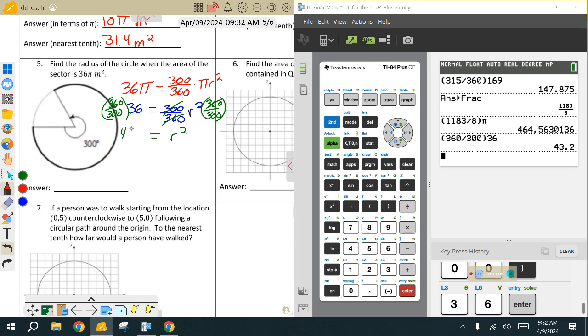43.2. Now, I'm about to square root that thing. I don't care if it's a decimal or a fraction here in a second. I'll just let my calculator take care of it. Let's see what happens off that. Okay. Square root 43.2 now. What's the square root of 43.2 do for me?